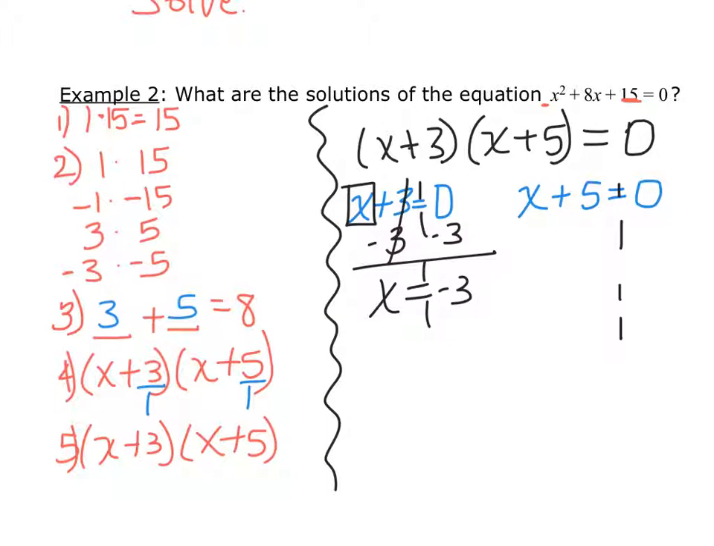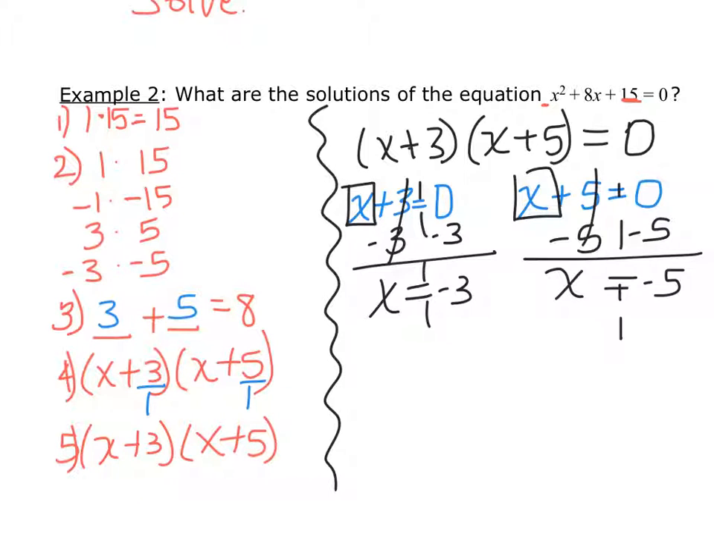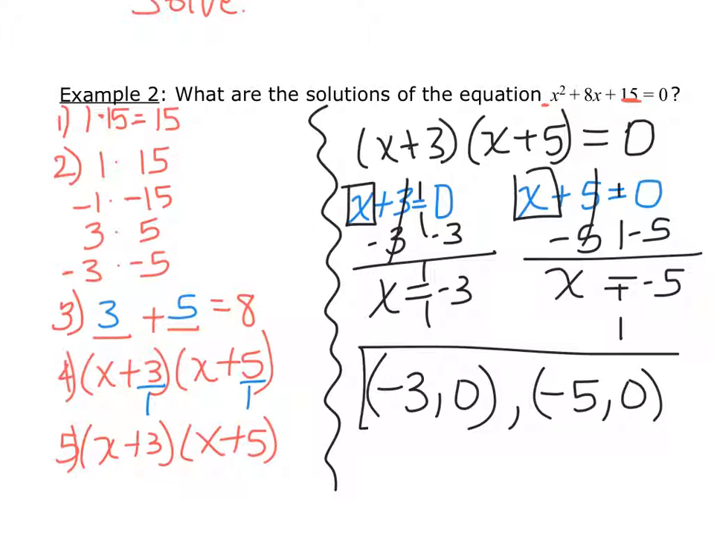Well, what about the second one? I've got x plus 5, subtract 5. Beautiful. So I have x equals negative 5. So then my zeros are going to be negative 3, 0, and negative 5, 0. That's it.